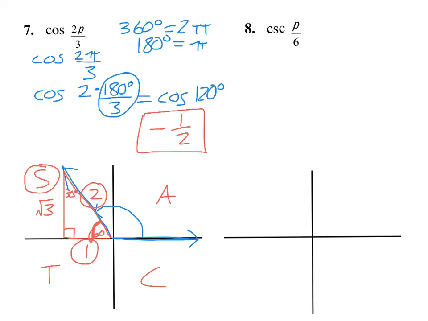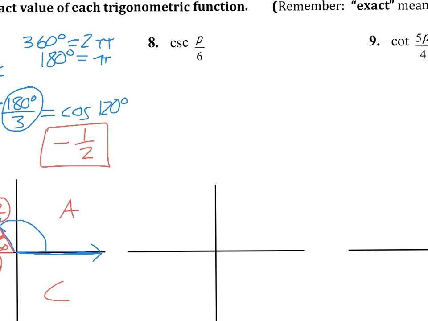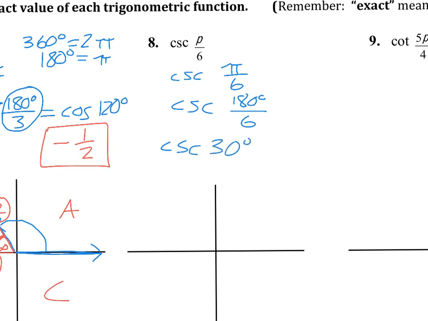All right, so for number 8, replace pi with 180. So this is cosecant of pi divided by 6. Pi equals 180. So 180 divided by 6 is 30. So we're going to find the cosecant of 30 degrees. So we're going to be in quadrant 1. We know that in quadrant 1, everything is positive.